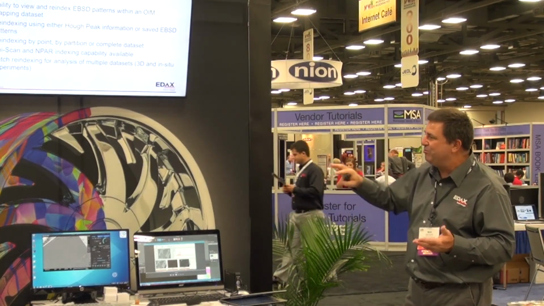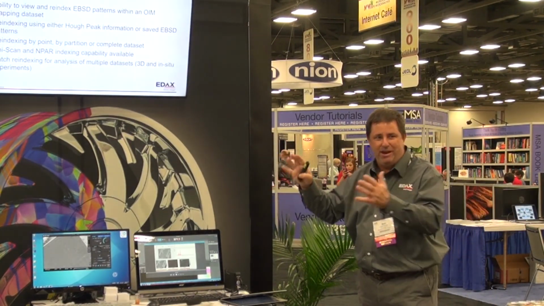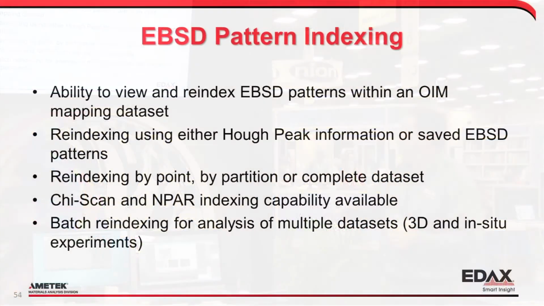And the reason that's nice is we're no longer tied directly to the microscope. You can get all your data, take it onto your laptop, and then do whatever you want on it. So we can index either using the Hough peak information, that's the band location we find on the microscope, or we can actually save all the patterns and reprocess them offline.